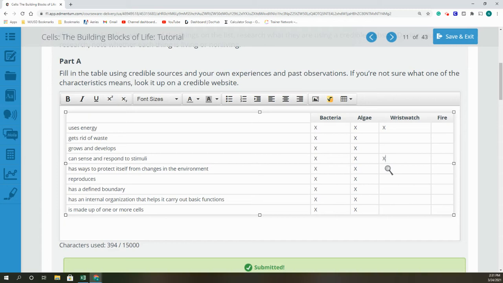Does it have ways to protect itself from changes in the environment? No. Sorry, no. Does it reproduce? No. Does it have a defined boundary? Yes. Has an internal organization that helps it carry out basic functions? Yes. Is it made up of more than one cell? No.